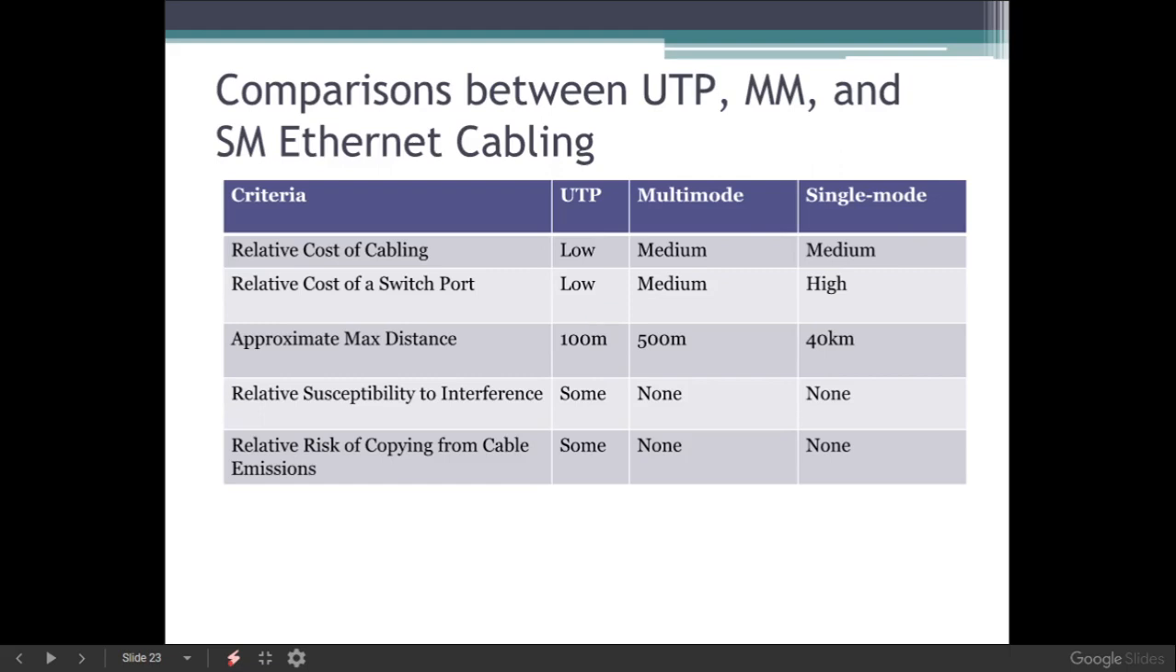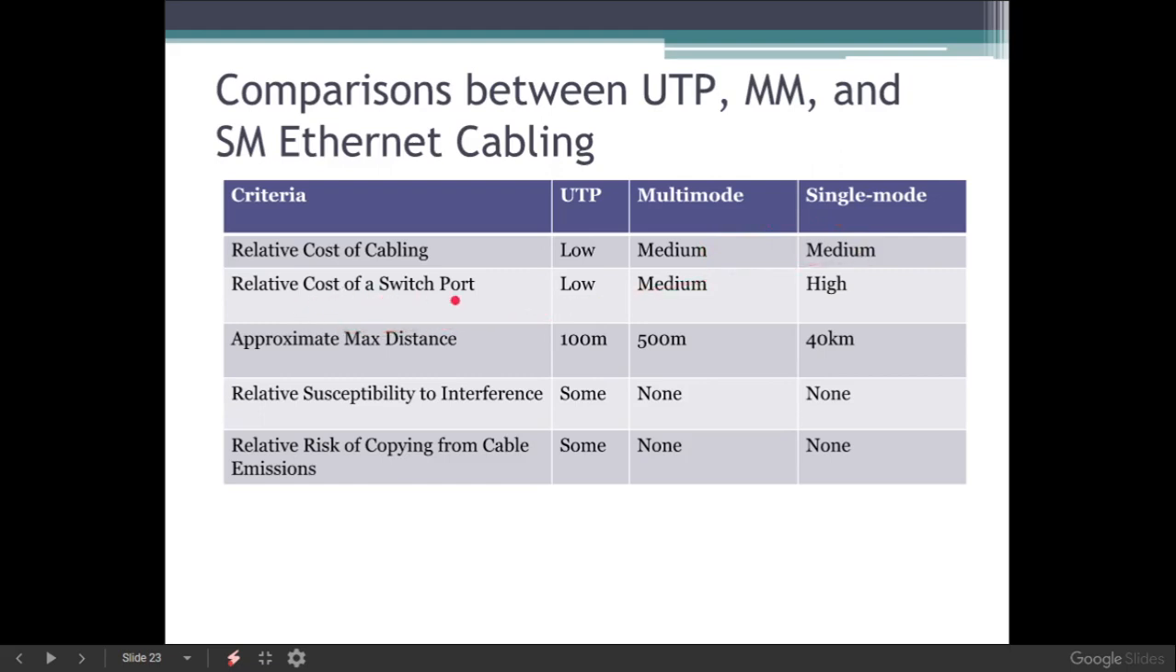Alright, so here we're doing a comparison between fiber and twisted pair. First, the relative cost of cabling, which is the cost when you're purchasing it. For twisted pair, it's low. For multimode fiber, it's medium, and single mode fiber is also medium in terms of cost.